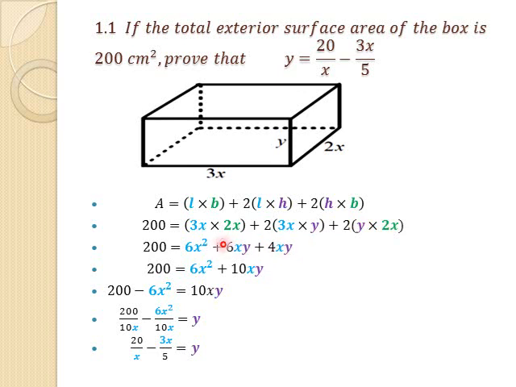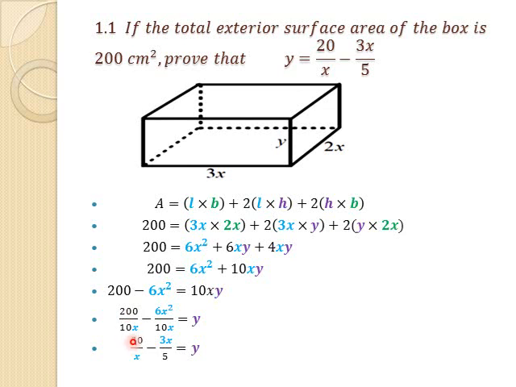These two are like terms, meaning they have the same variable, xy and xy. So I can add the coefficients. So 6 plus 4 gives me 10xy. So I have 200 equals 6x squared plus 10xy. I have to make y the subject of the formula. Can you see there? So first take 6x squared across, so I have 200 minus 6x squared equals 10xy. Then I'm going to divide by 10x so that y is alone. So I have y equals 200 divided by 10x minus 6x squared divided by 10x.